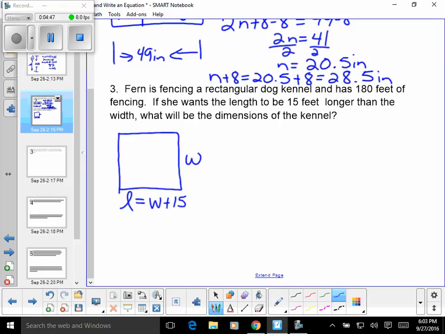Now remember, when you're finding perimeter, you want to find the distance totally around a figure. So this side is also W, and this top piece is also W plus 15. So to find the perimeter, we are going to have to add all of those together. W plus 15 plus W, another W plus 15 plus another W to equal our 180. Now at this point, hit pause, simplify and solve, and let's see how you did.